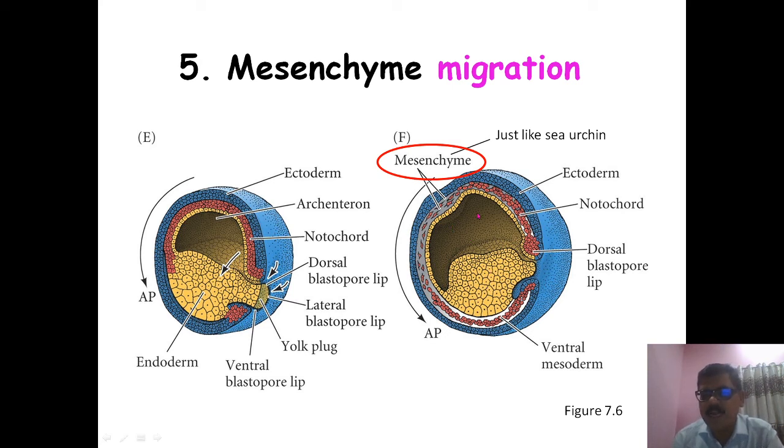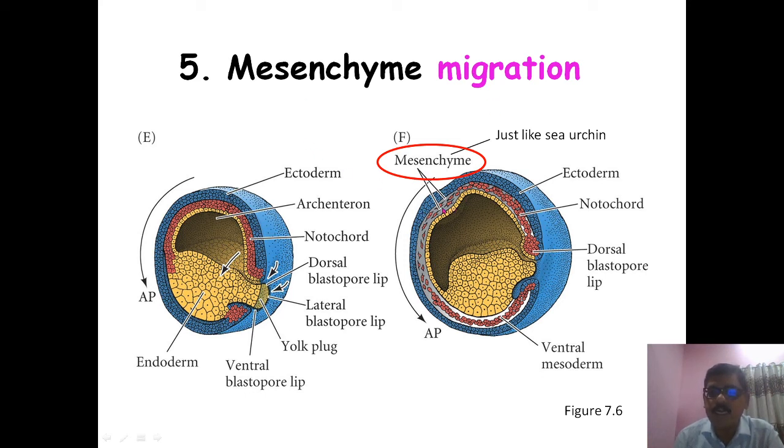This cavity is called the Archenteron cavity, which will later develop into the gut or digestive system. This opening is called the blastopore, which will develop into the anus of the frog, and the first organ to form is the gut in the embryo. There are three germinal layers. The outer one is called the ectoderm, the middle layer is the mesoderm, and the inner layer is the endoderm. This is the mesenchyme migration.